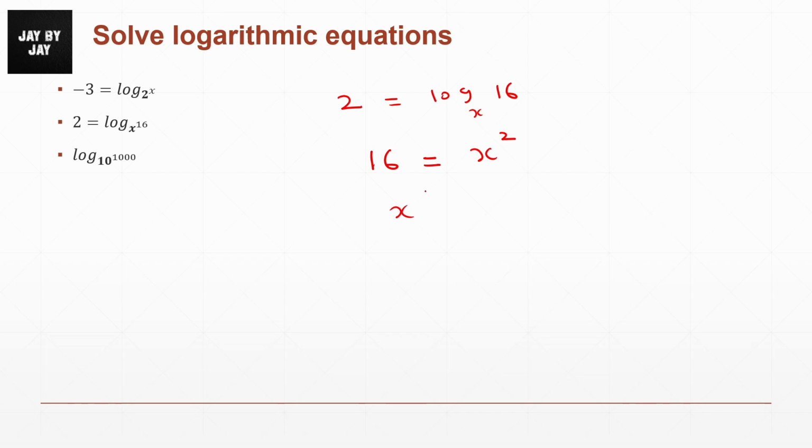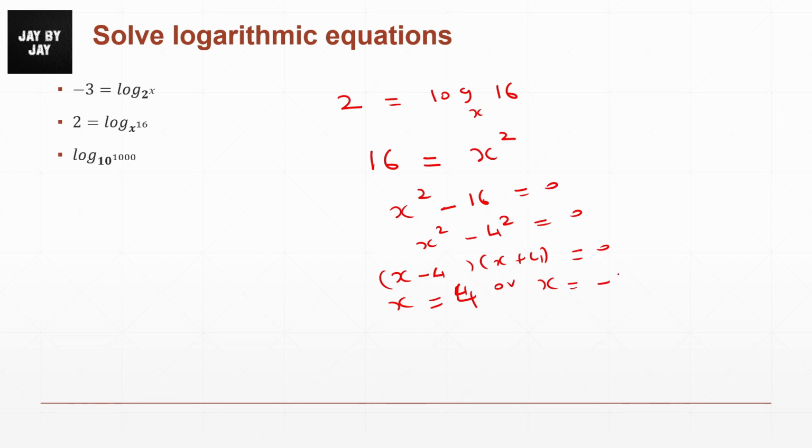x squared minus 16 equals 0. x squared minus 4 to the power 2 equals 0. So x minus 4 and x plus 4. So the answer will be x equals plus 4 or x equals minus 4. Okay, but in a logarithm the base cannot be a negative value, so minus 4 is not a solution for this logarithm function. So the answer will be x equals 4.